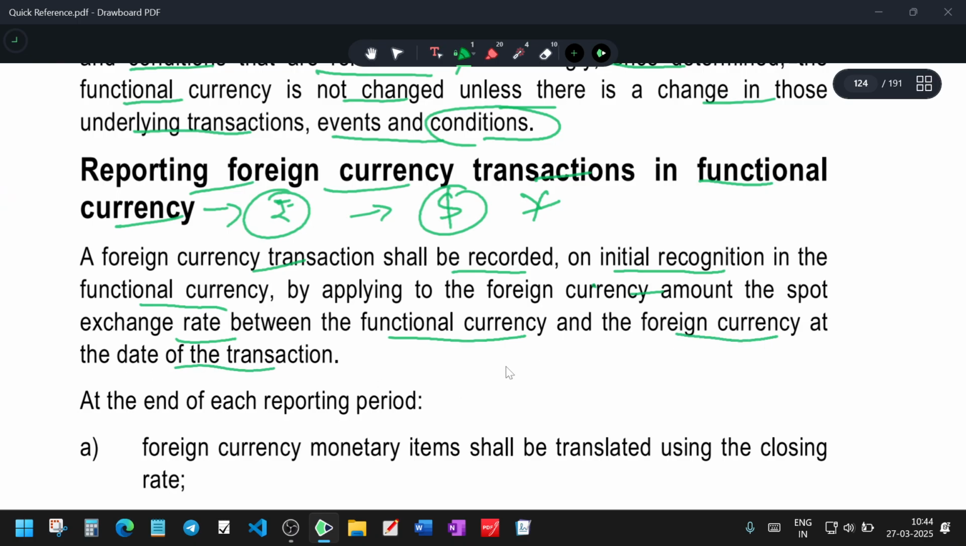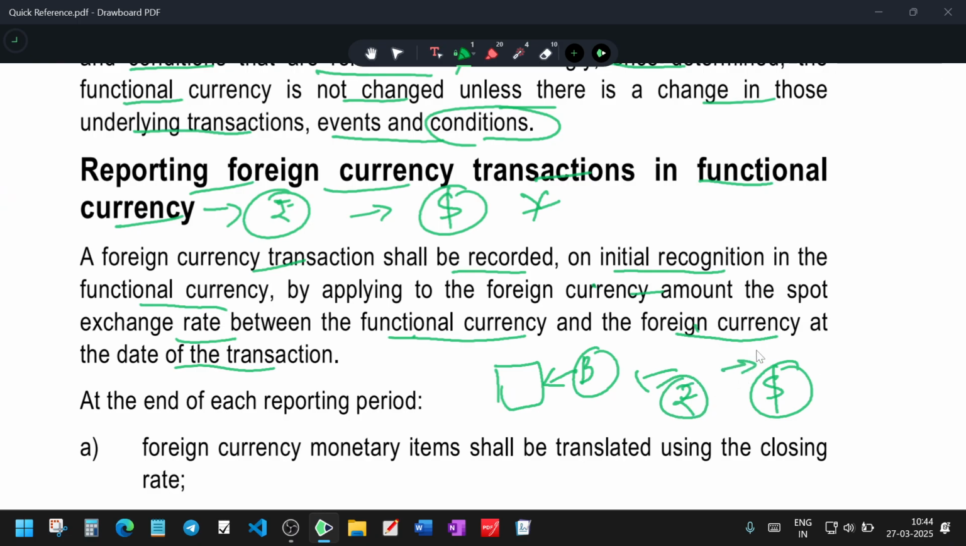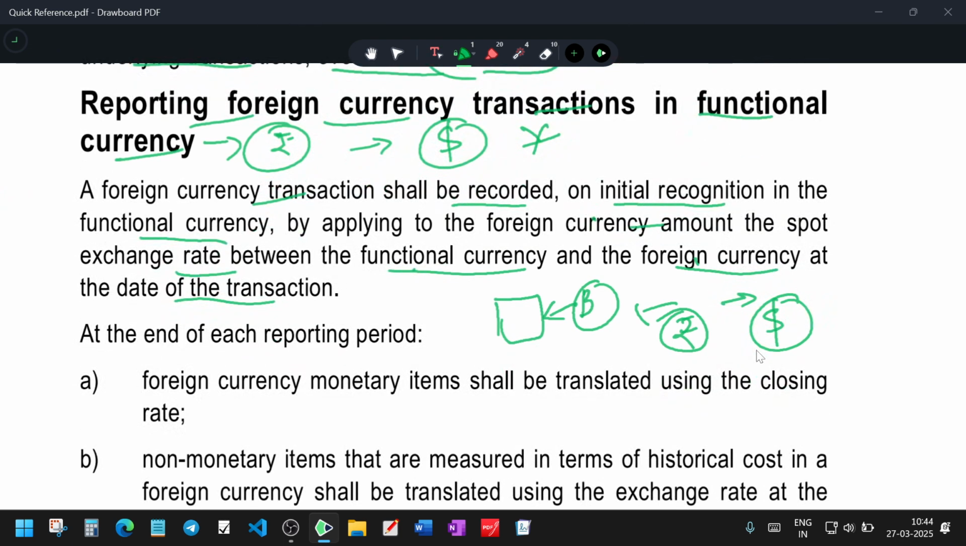Applying to the foreign currency amount the spot exchange rate on that day, what is the buying rate you see, between the functional currency and the foreign currency. The functional currency is rupee and the foreign currency is dollar in this case. What is the spot rate on that transaction? You convert it into Indian rupees, on that specific date when the transaction, event, or condition arises. Considering $100 converted into rupees, say 8,000 rupees.